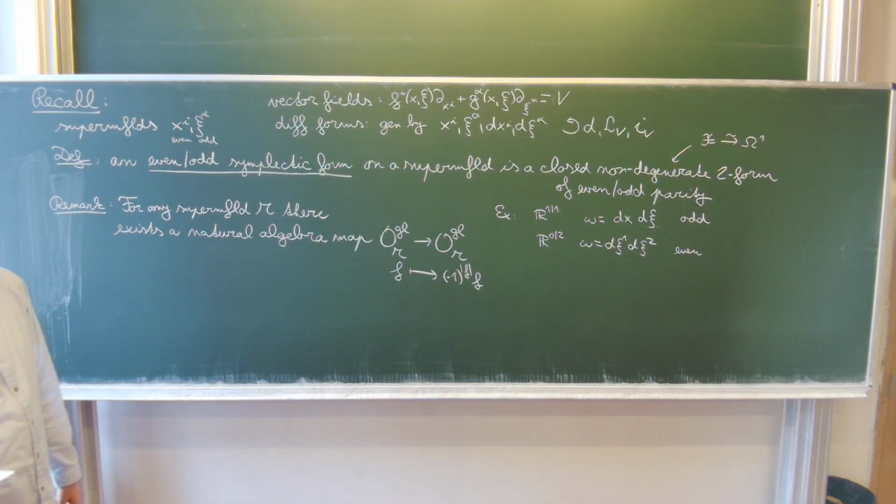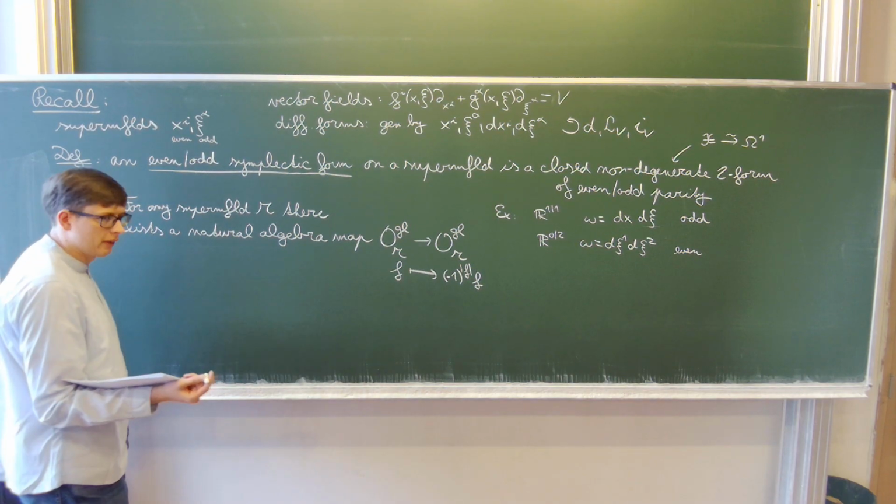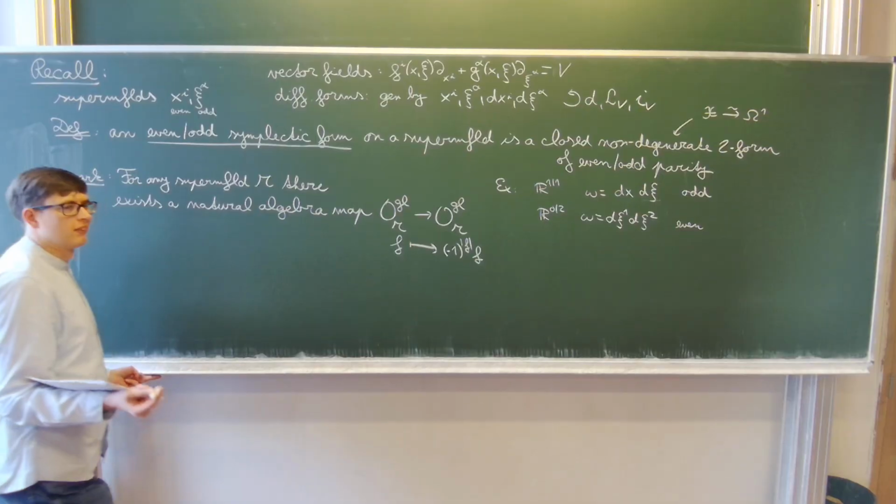Yes? If you wrote this second example, R^{0|2}, for R^{0|n}, you would have a matrix with entries x_i x_j, and that one would be symmetric. Yes. So it's not necessarily given by antisymmetric data because of the parity. Yes, that's right. We will see that example later on.